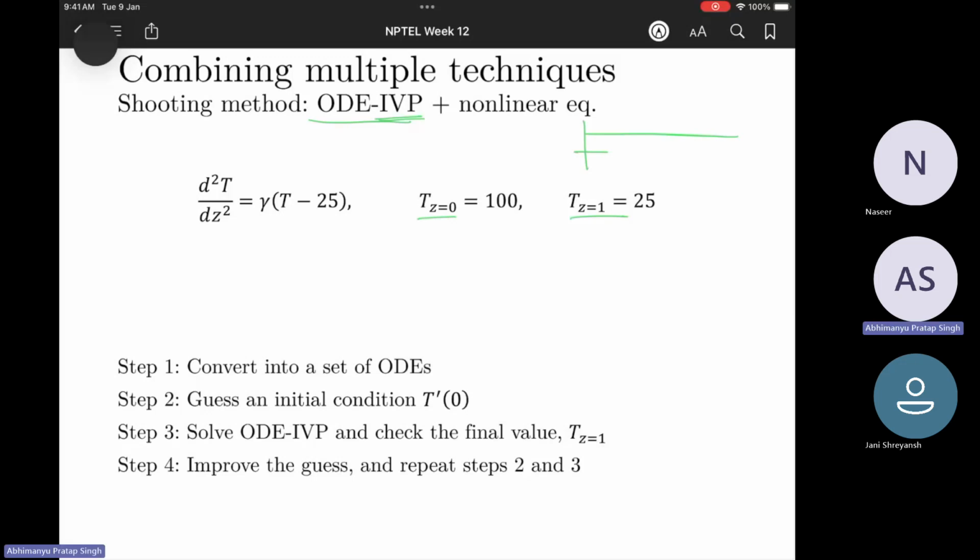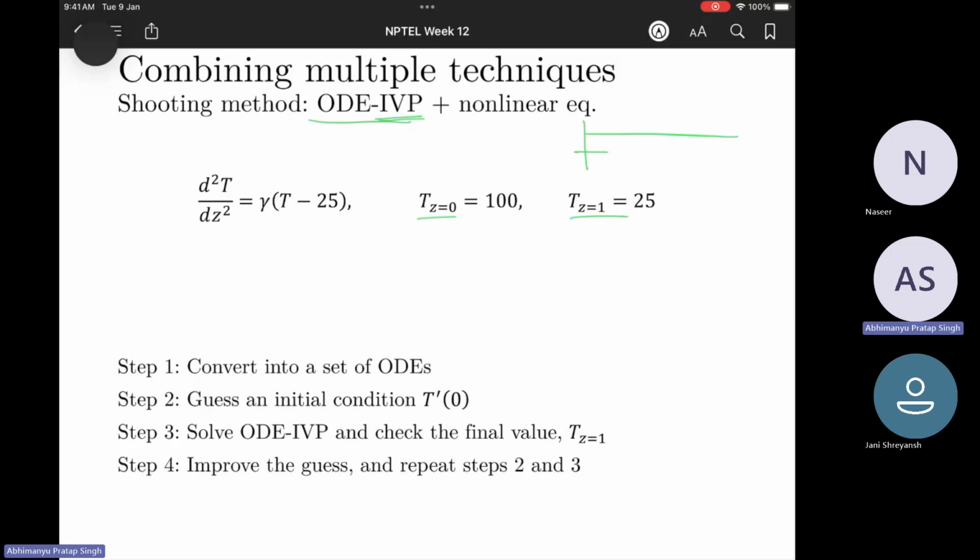The ambient temperature we have considered as 25 degrees Celsius. This end is at 100 degrees Celsius and this end is at 25 degrees Celsius, and we want to know the temperature distribution throughout this rod. Furthermore, the rod is losing heat to the surroundings. We are solving this as a steady state problem.